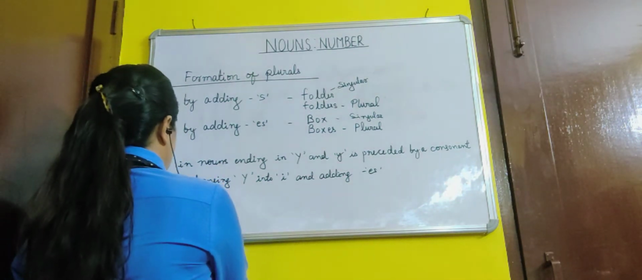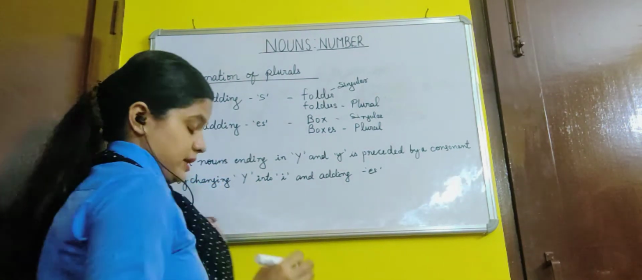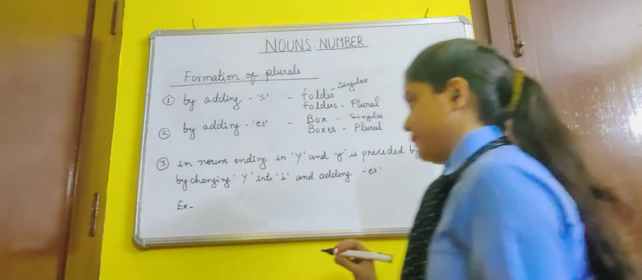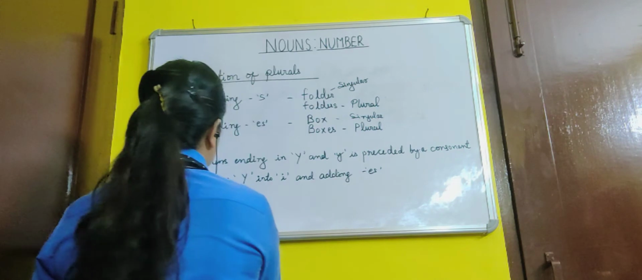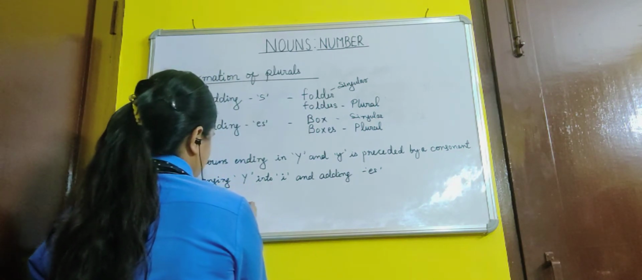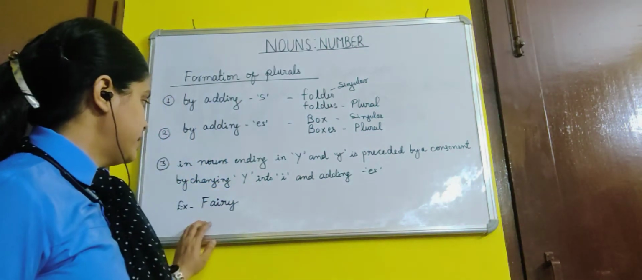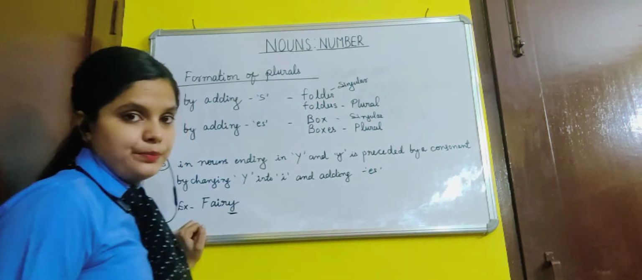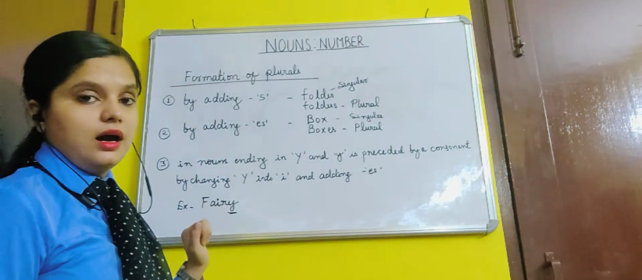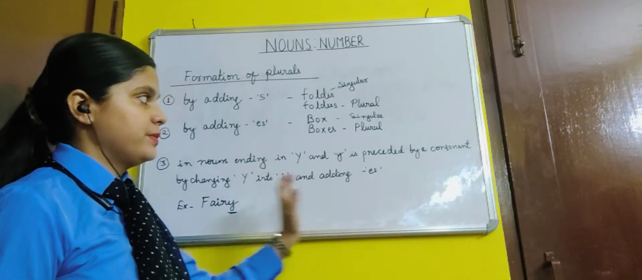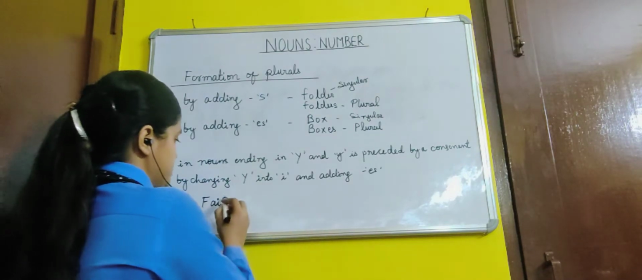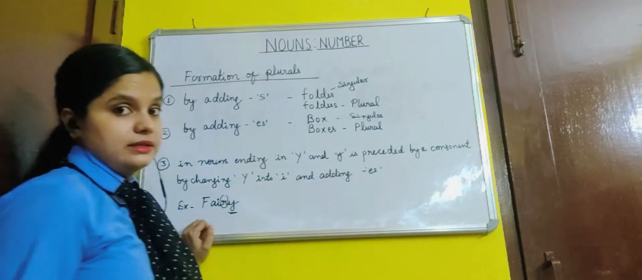Okay, just take an example. There is a word fairy. Now just look at this word. This word ends with a y. And what is the second condition? That the y should be preceded by a consonant. So here is y and it is preceded by a consonant, that is r.